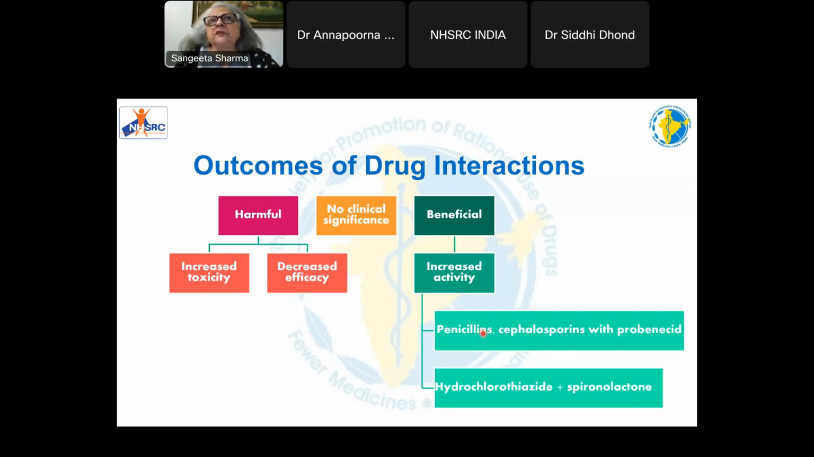The sulfamethoxazole and trimethoprim combination, co-trimoxazole, is given because when given together it becomes bactericidal, whereas each of these drugs alone is bacteriostatic. Similarly, penicillin is combined with probenecid, hydrochlorothiazide is combined with spironolactone. So we may use this drug interaction for our beneficial use. Largely, most of these interactions have no clinical significance, but certainly we need to avoid the harmful interactions.